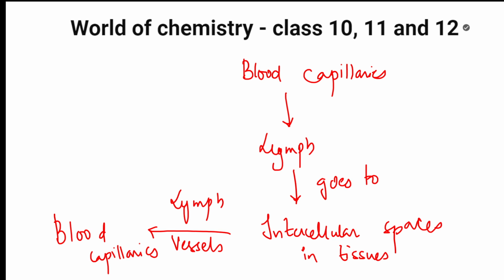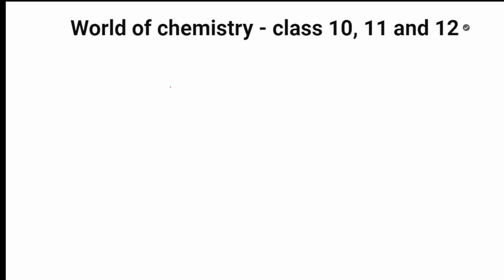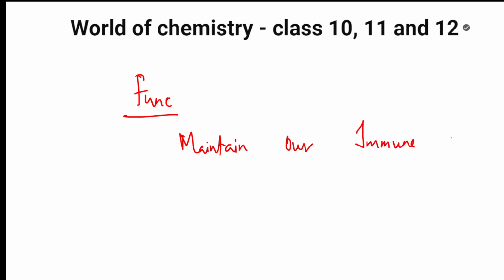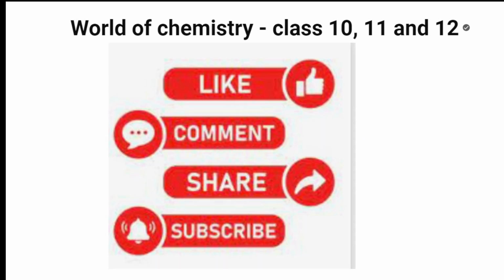Yes, student? So basically, ma'am, why is this all happening? What is the use? This lymphatic system function is it is going to maintain our immune system, develop our immune system. The whole body immune system depends on this. So the main core of lymphatic system is you're maintaining your immune system. Got it, students? So now this is the end of the video.